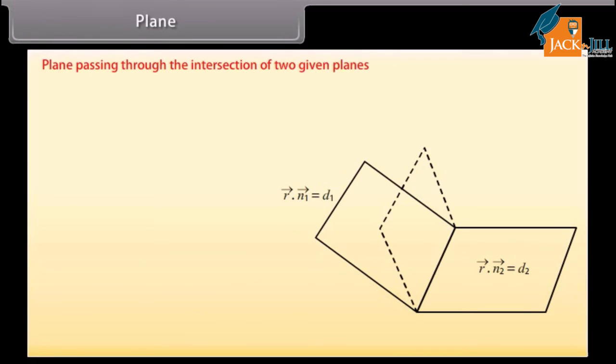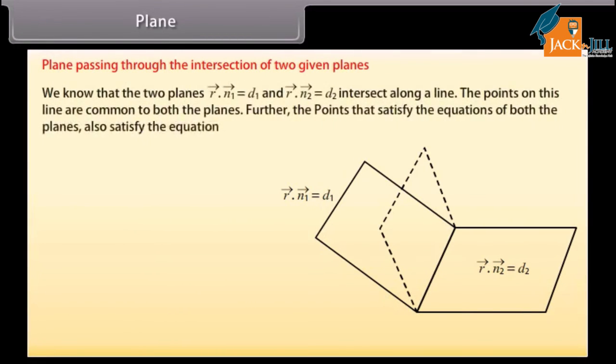Plane. Plane passing through the intersection of two given planes. We know that the two planes, dot product of vector r and vector n1 equals d1 and dot product of vector r and vector n2 equals d2, intersect along a line. The points on this line are common to both the planes. Further, the points that satisfy the equations of both the planes also satisfy the equation dot product of vector r and (vector n1 plus lambda vector n2) equals d1 plus lambda d2, where lambda belongs to R.